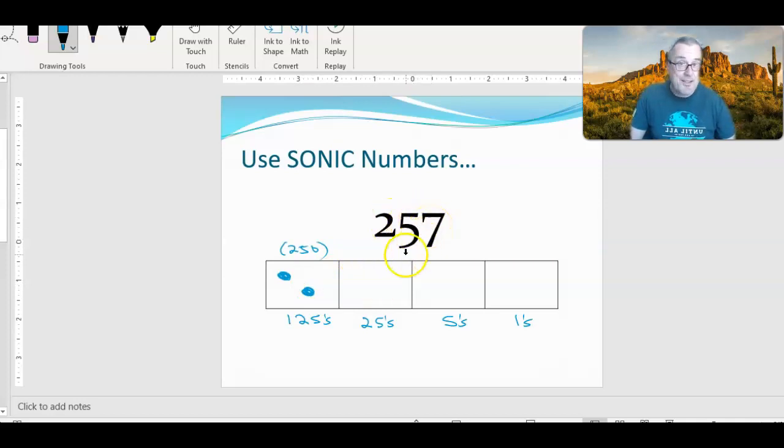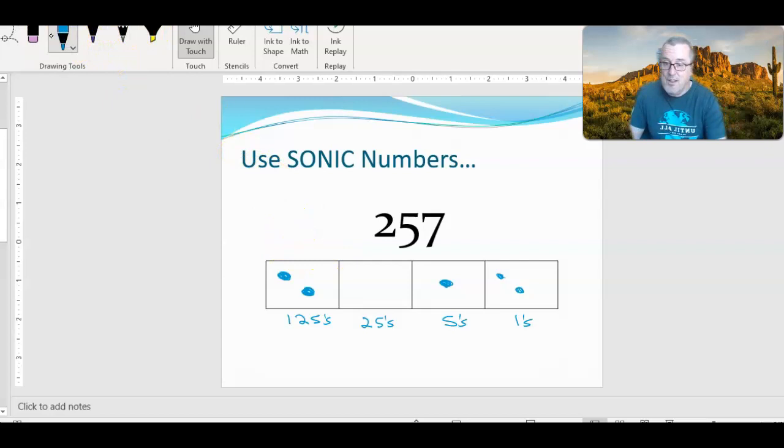I only need 7 more to get to 257, so I won't need any 25s because that would put me over the top. 250 plus another 25 would be 275. I only have 257. But 250, I could take a bundle of 5. That would be 125, 125, 250 plus a bundle of 5, 255, 256, 257. So that would be kind of the efficient way to think through this.